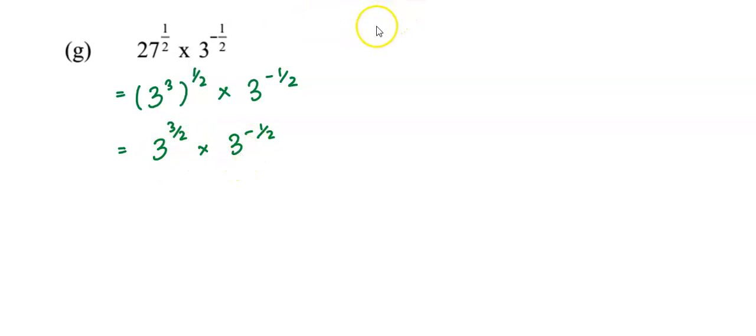Again, this is indices which have the same base. There is a rule: a power of m multiplied by a power of n will be equal to a power of m plus n, where you must have the same base, then the powers you can add up. Alright, it becomes a power of m plus n. I'm going to use this rule to find my answer for question G.